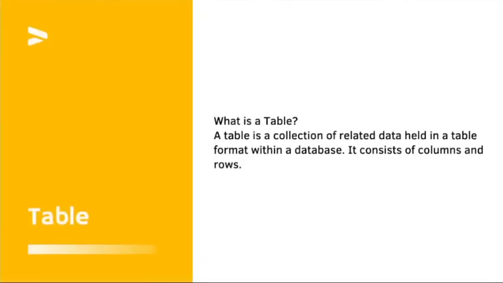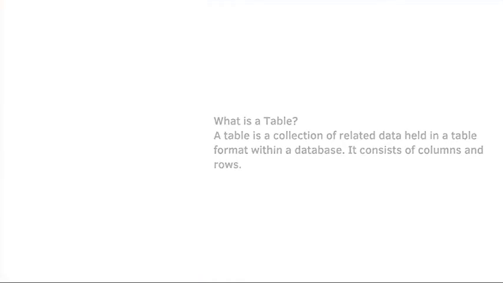So, let's start with a quick read of this definition. What is a table? A table is a collection of related data held in a table format within a database. It consists of columns and rows. Just read it and have it in mind. We will see, with an analogy and an example, in the next few slides.